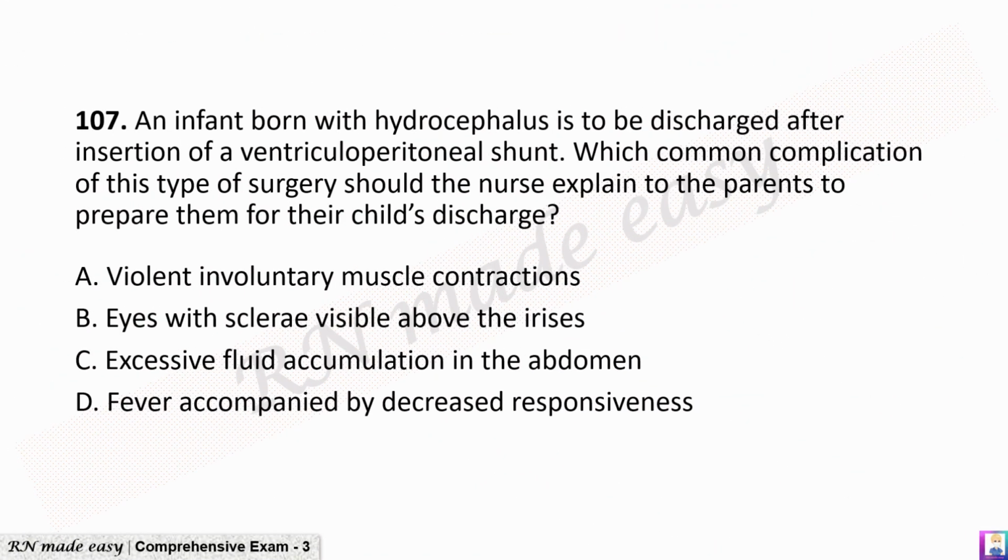Question 107. An infant born with hydrocephalus is to be discharged after insertion of a ventriculoperitoneal shunt. Which common complication of this type of surgery should the nurse explain to the parents to prepare them for their child's discharge? A. Violent involuntary muscle contractions. B. Eyes with sclerae visible above the irises. C. Excessive fluid accumulation in the abdomen. D. Fever accompanied by decreased responsiveness.